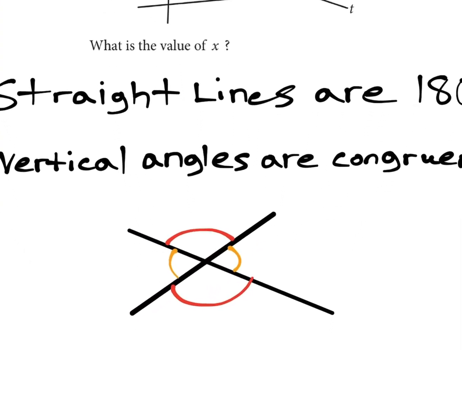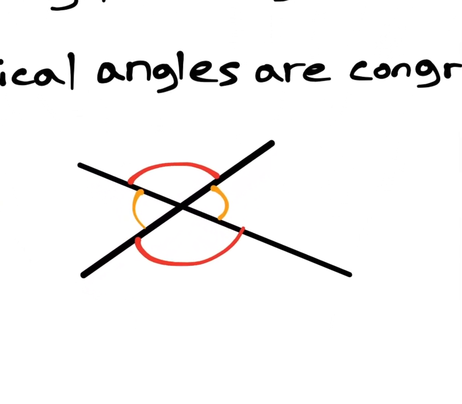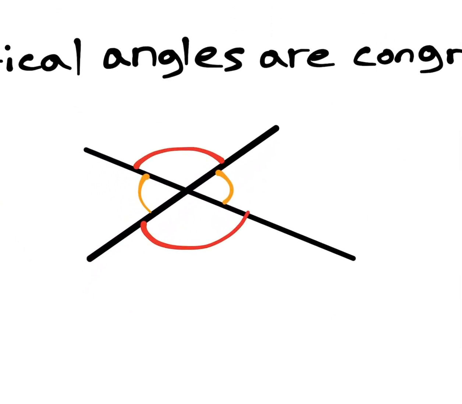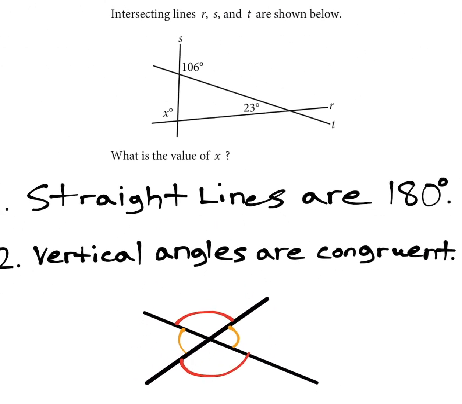So vertical angles are angles that are opposite of each other. If you look at this picture I drew below, the two angles highlighted in red are both vertical angles, which means that they're going to be equal in their measure. And the two orange angles are also vertical angles, so they'll also be equal in their measure. So let's use this information to help us with this problem.